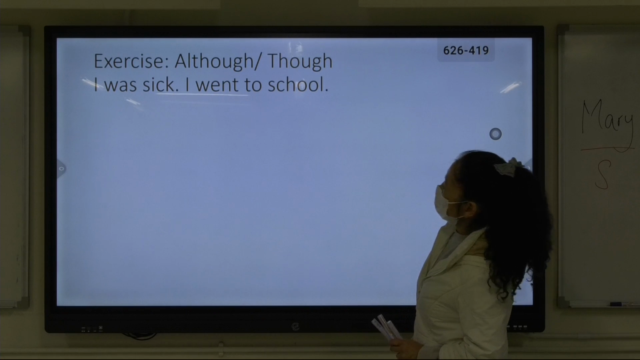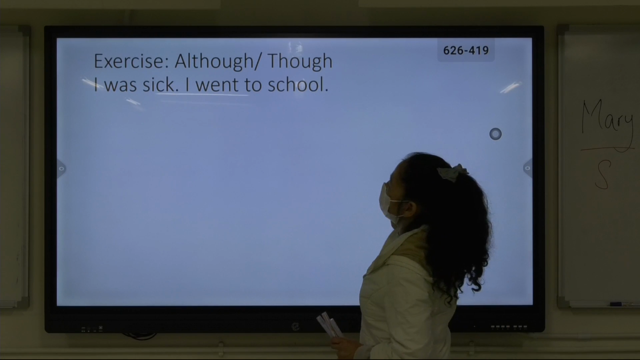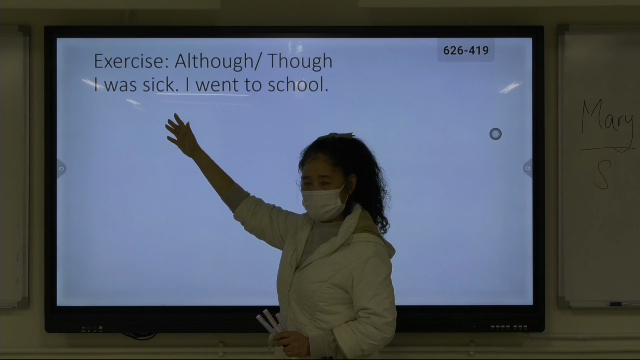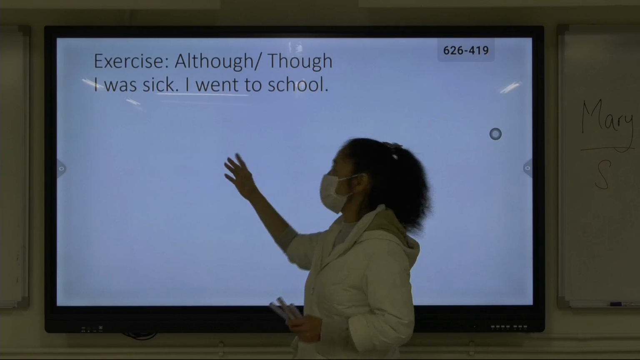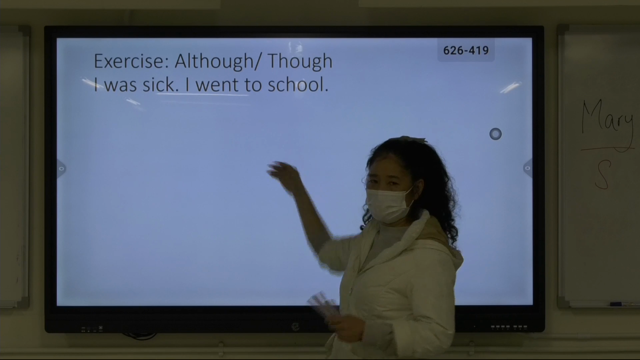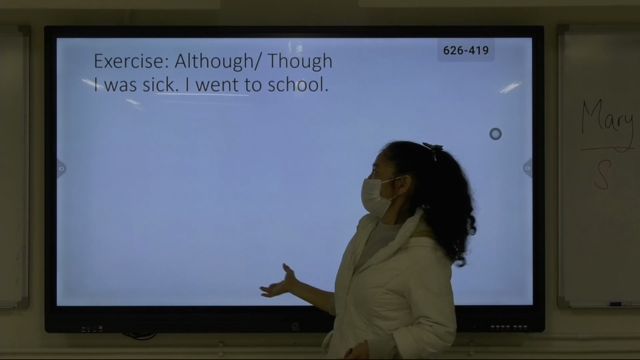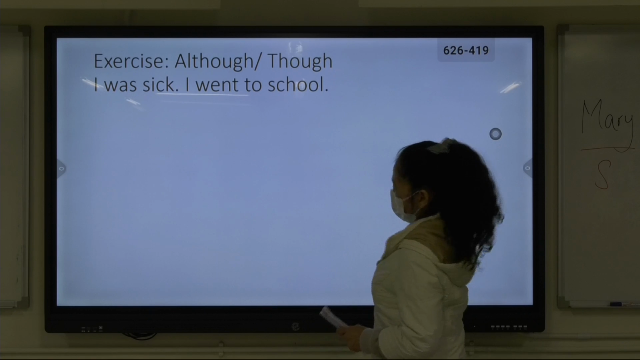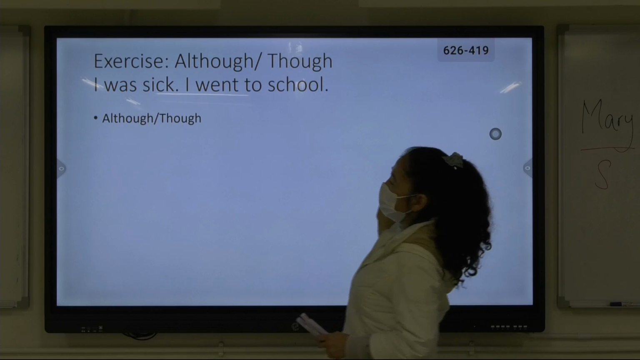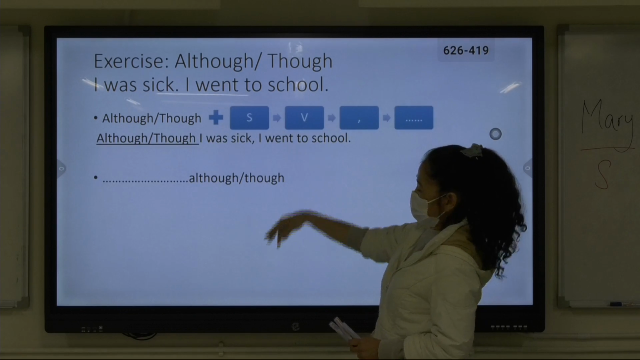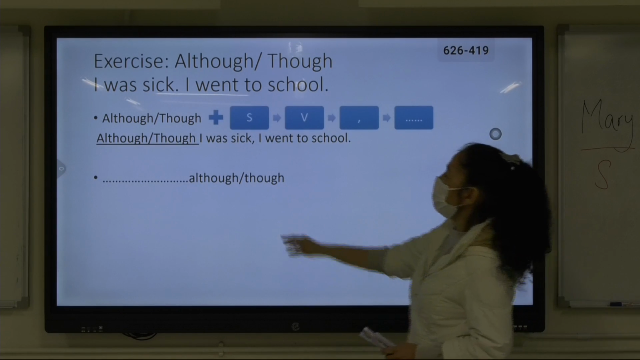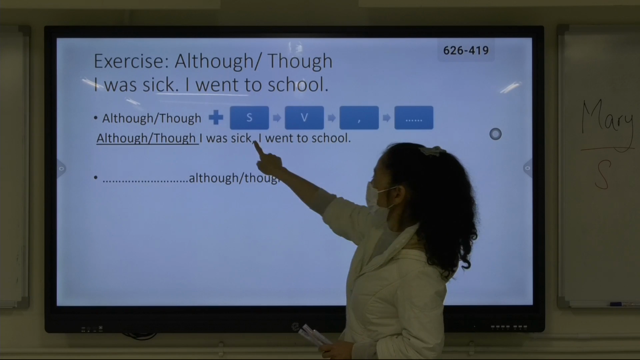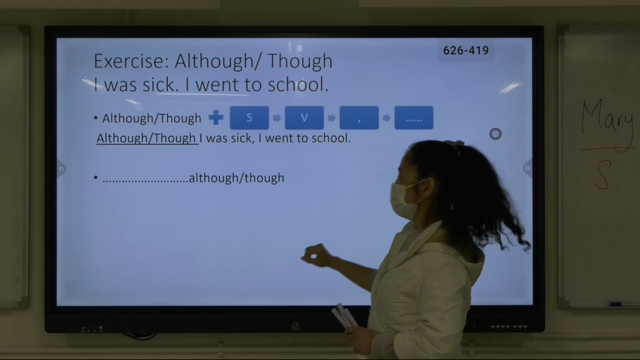Okay, let's have an exercise, okay? Although, though. Now, sick, I was sick, okay? And the contrast, went to school. I don't care whether I walk slowly or not. Okay, I was sick. I went to school. Now, by using although, this pattern in the beginning. So, although I was sick, subject and verb, I went to school. Bear in mind a comma to separate two ideas.